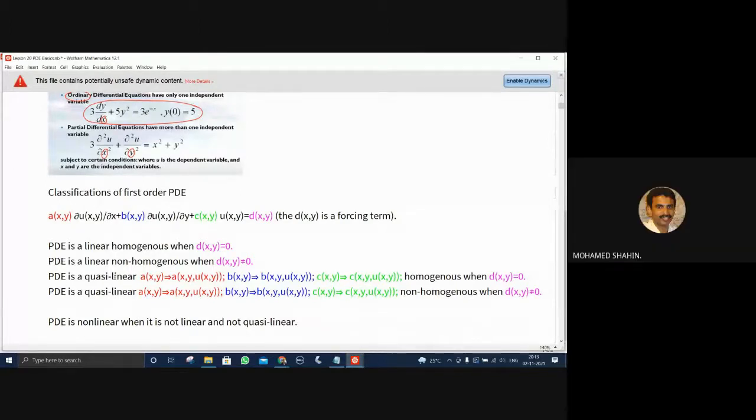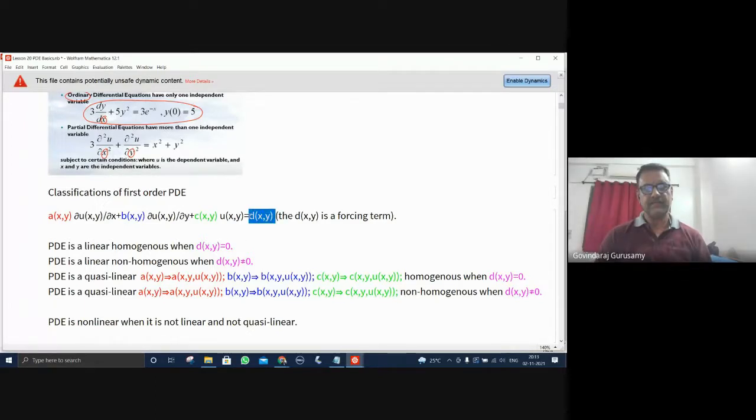Now, why is it called a forcing term? It is sort of a term which alters the entire left-hand side. You have the terms like ∂u/∂x, ∂u/∂y, and other parameters. All these parameters can get changed by this d(x,y) itself. It is something like you might have heard about the ordinary differential equation for the damped harmonic oscillator. When this is equal to 0, it is the damped harmonic oscillator equation.